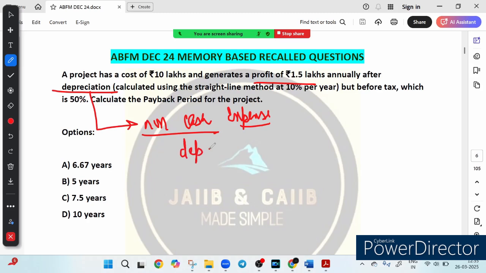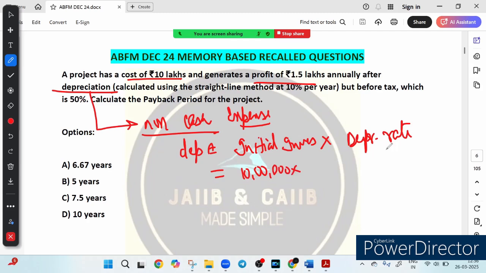How to calculate the depreciation? The formula is very simple: you just multiply the initial investment with the depreciation rate. The initial investment is 10 lakh, and the depreciation rate is 10%. So 10% of 10 lakh is nothing but 1 lakh per year. This is the rate at which the project will get depreciated. That means every year the asset loses 1 lakh in value, but this is not an actual cash outflow.